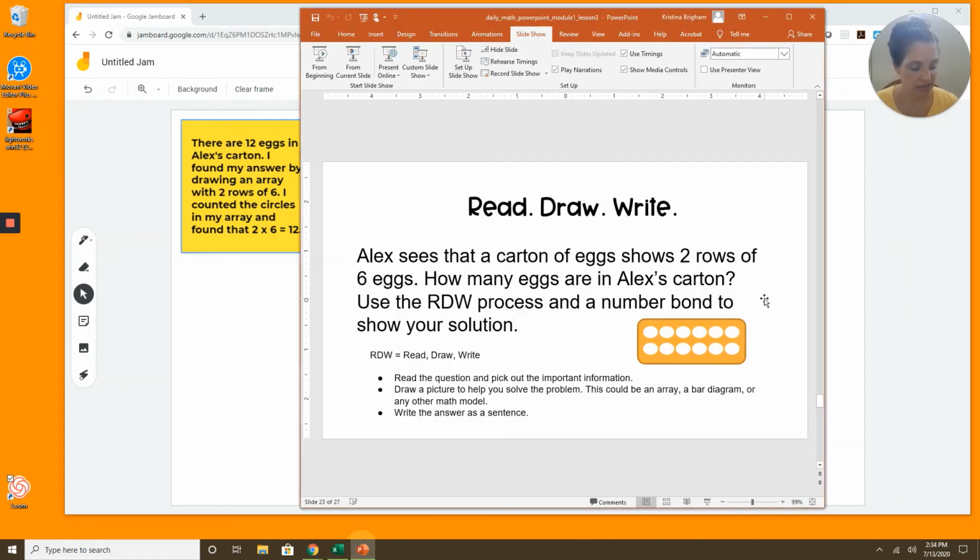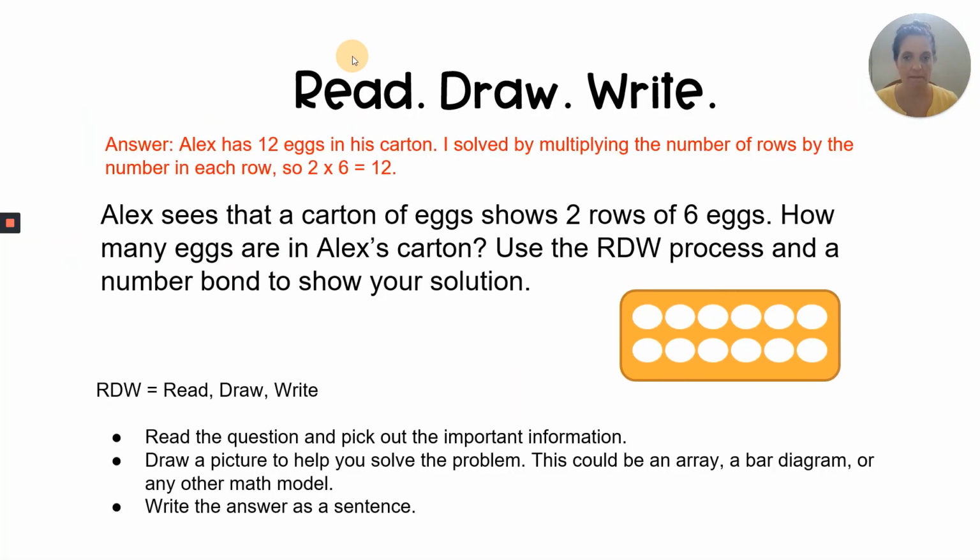So the answer is, Alex has 12 eggs in his carton. I solved by multiplying the number of rows by the number in each row. So 2 times 6 equals 12.